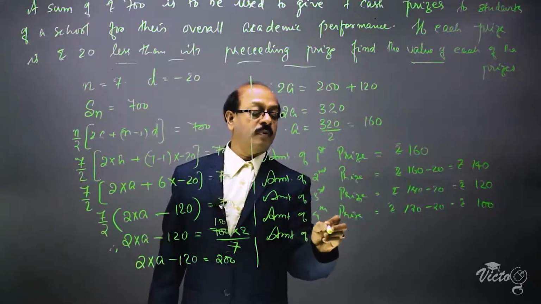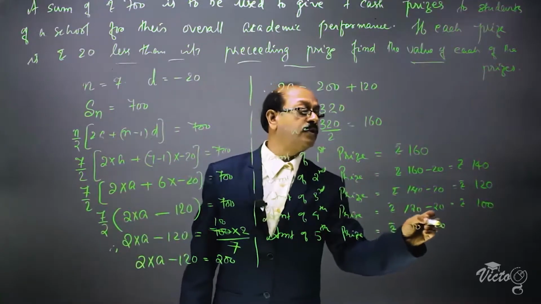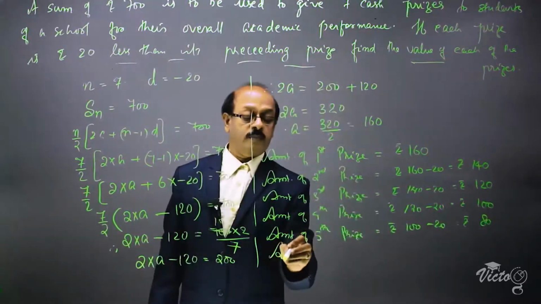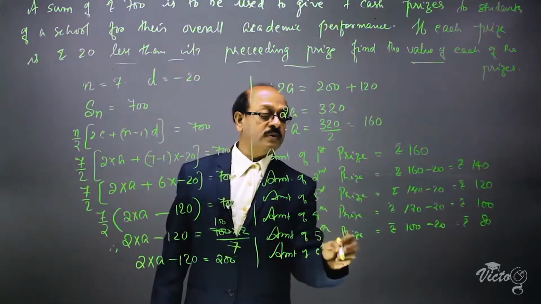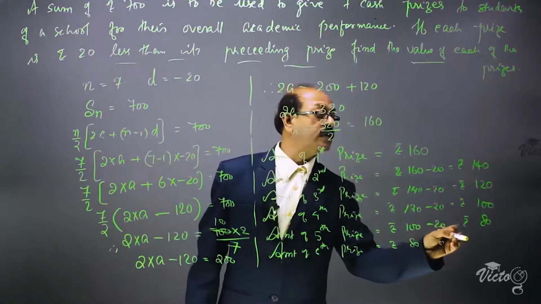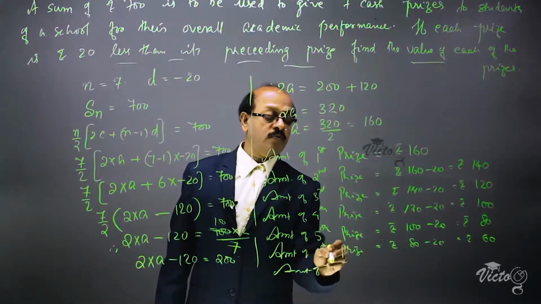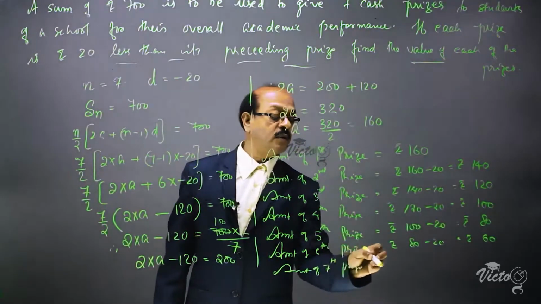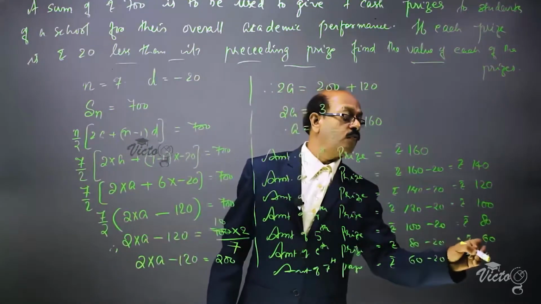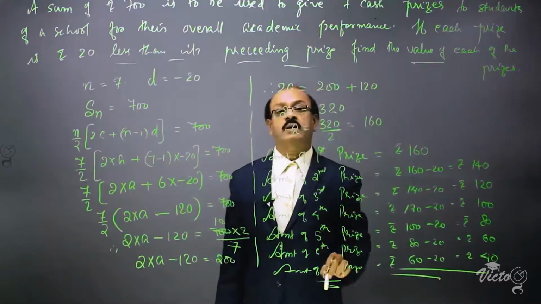Amount of fifth prize is 100 minus 20, which is equal to rupees 80. Amount of sixth prize is rupees 80 minus 20, which is equal to rupees 60. Amount of seventh prize is equal to rupees 60 minus 20, which is equal to rupees 40. This is the answer. The total amount will be rupees 700 itself.